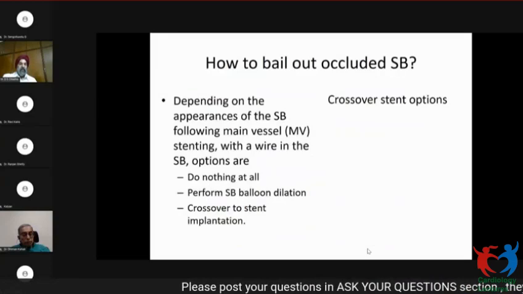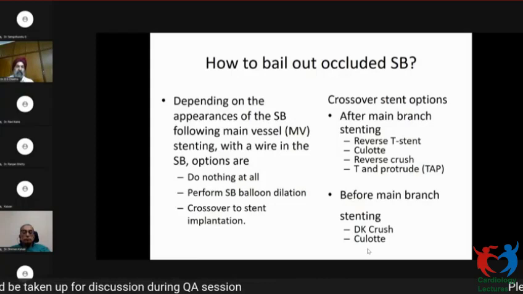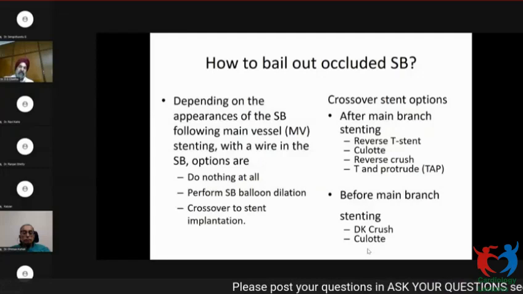Well, I've already told you this. There are different ways you can do it. So there are different techniques. So I leave Ajay to dwell with these techniques. But you can bail out an occluded side branch after or before the main branch stenting. And these are the techniques which are mentioned on the slides, which you can follow and do.